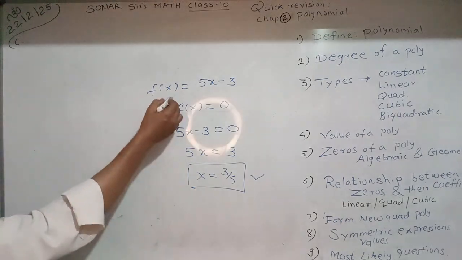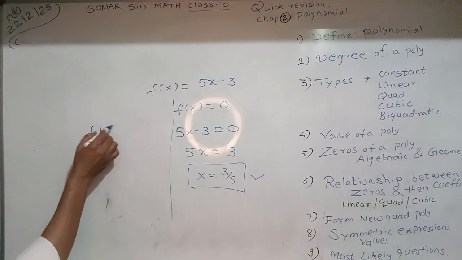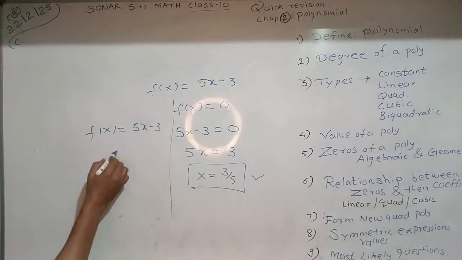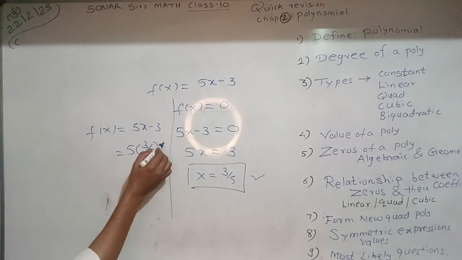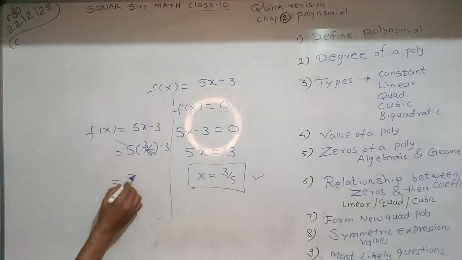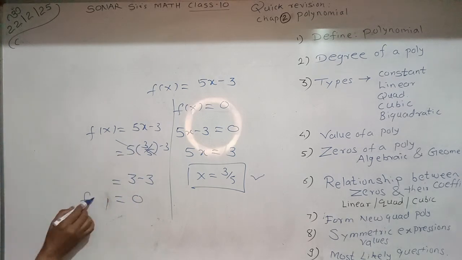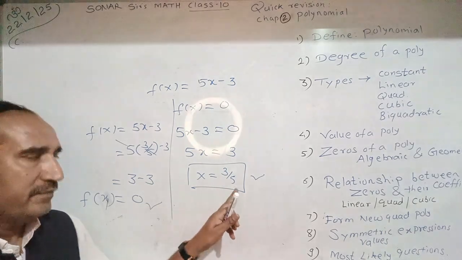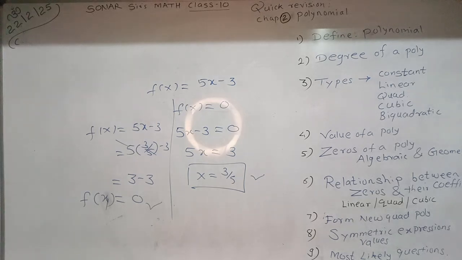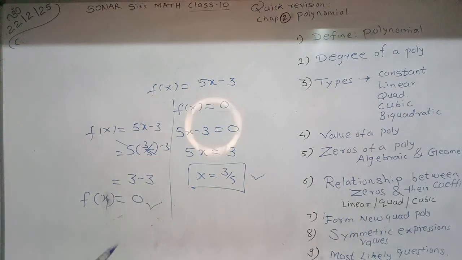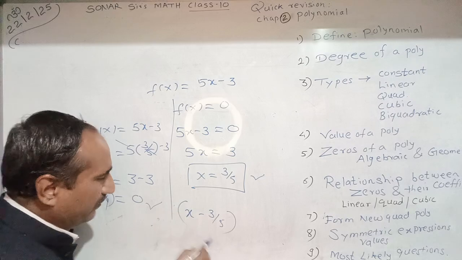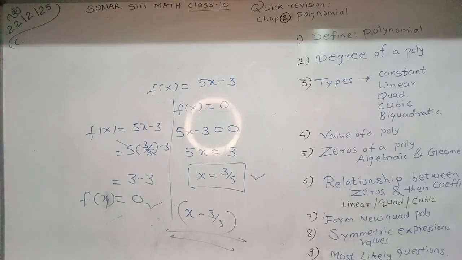Now let's cross check. If we replace this value of x in the given polynomial, then it becomes 0. 5 will get cancelled. 3 minus 3 equals 0. So the value of the polynomial becomes 0 when x is equal to 3 upon 5. Therefore x equals 3 upon 5 is called the zero of the polynomial. In another way, we can say that this is a factor also. That is, x minus 3 upon 5 is a factor of the polynomial.